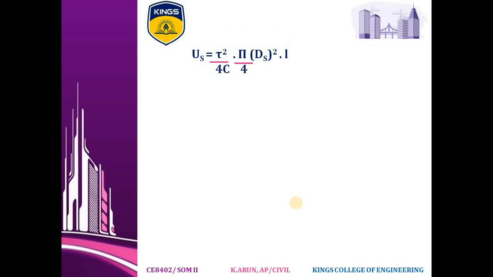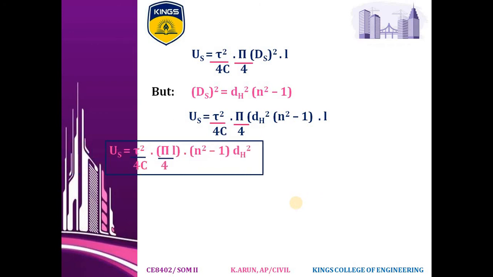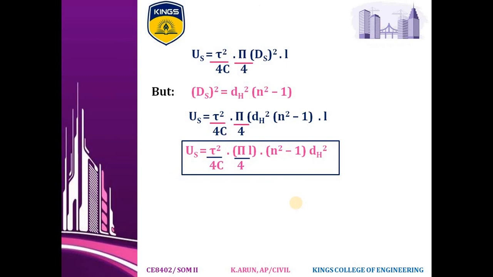Here already we have arrived the value for dS, that is diameter of the solid shaft in terms of hollow shaft diameter. So I am going to substitute that dS square equal to dH square into n square minus 1. So the strain energy of the solid shaft will be tau square by 4C into pi by 4 multiplied by dH square into n square minus 1 and then multiplied by length of the shaft. So again I am simplifying it. So tau square by 4C into pi by 4 into L, and then n terms I have written separately, n square minus 1 into dH square. So this is equation 2.